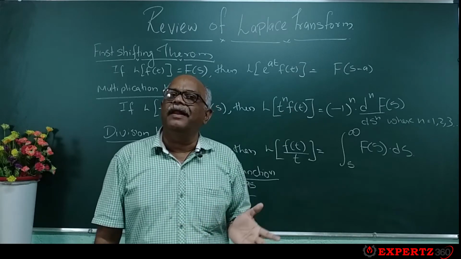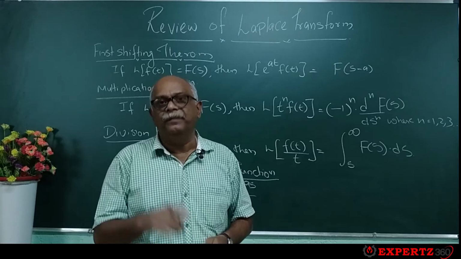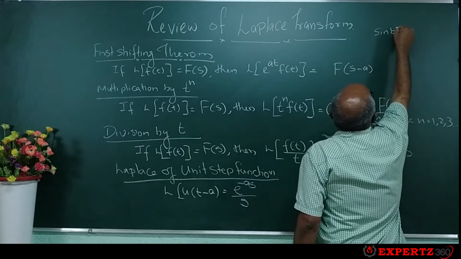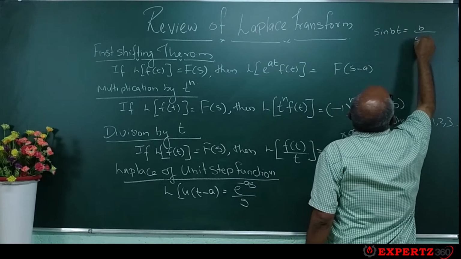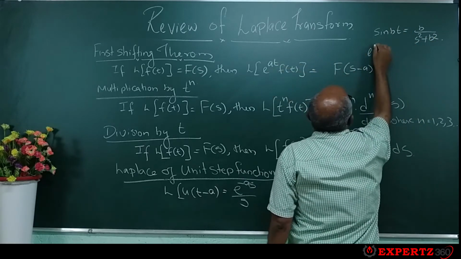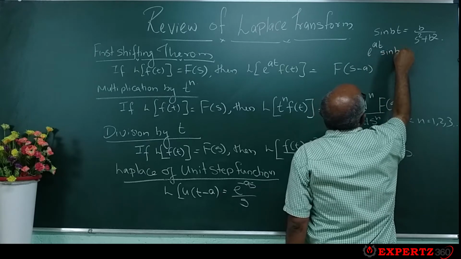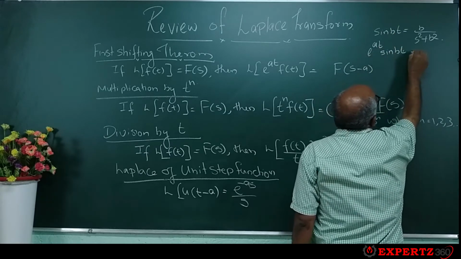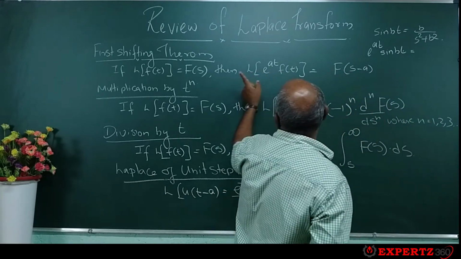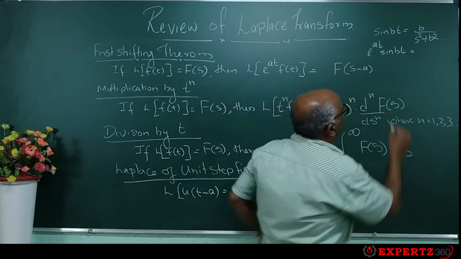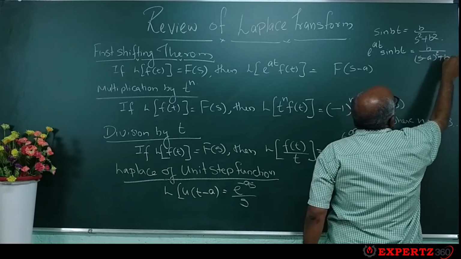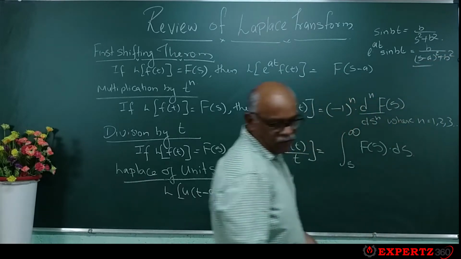Laplace of sin bt. What is that? b divided by s square plus b square. Then what the first shifting theorem says is that if I multiply this by e raised to at, then all the s has to be replaced by s minus a. So this becomes b divided by s minus a the whole square plus b square. Clear? This is what is coming out.